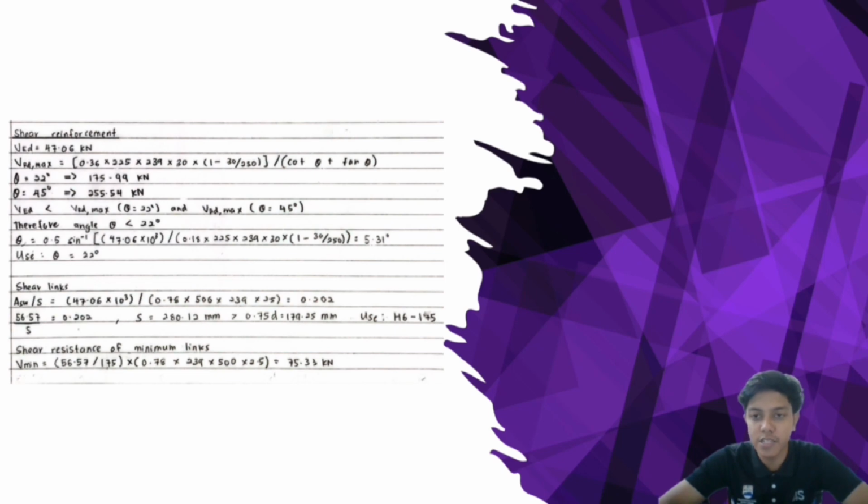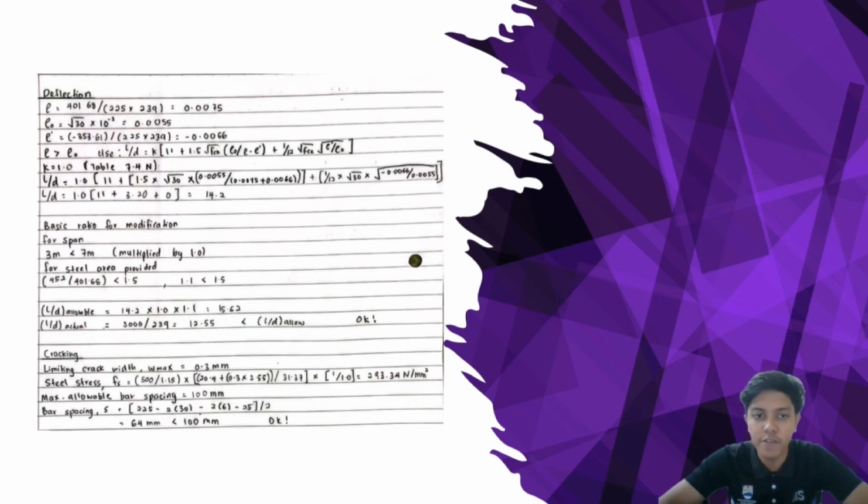75.33 kN, and for the deflection, we got the actual deflection is 12.55, which is less than the allowable deflection. And lastly, for cracking, we got the steel stress is 294.34 Newton per millimeter square, and the bar spacing is 64 millimeter, which is less than the maximum allowable bar spacing.